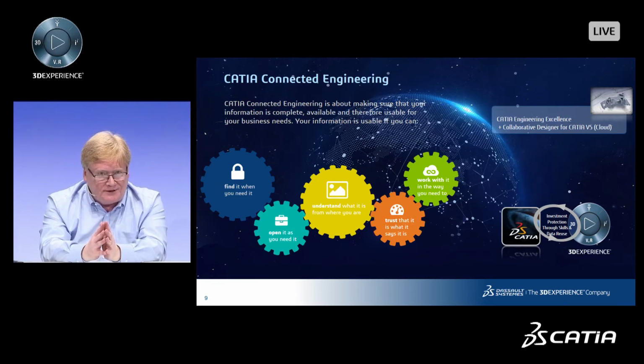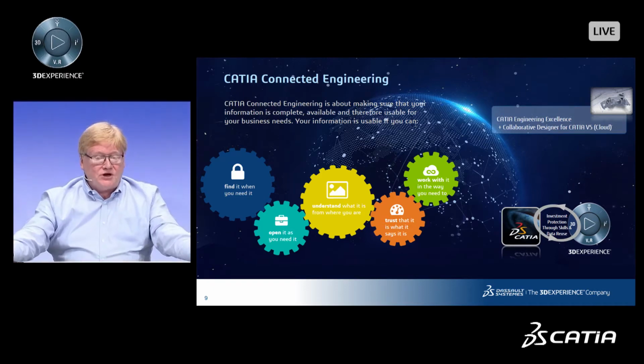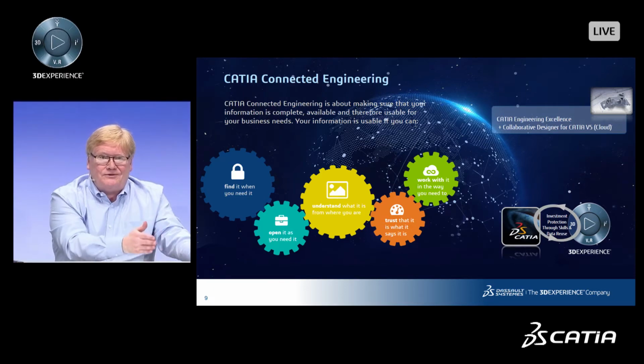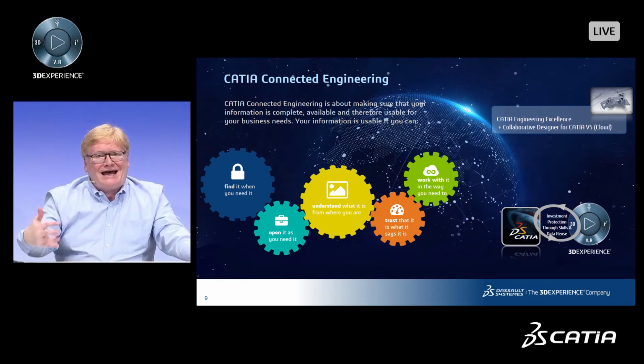Your investment in CATIA version 5 tools, processes, and skills is preserved because you keep continuing to use CATIA version 5, and you can then enhance that process by adding capability to it, not by removing it. So there's no need to migrate. You can simply augment your CATIA version 5 capability with some of the new things that we'll talk about in just a moment.